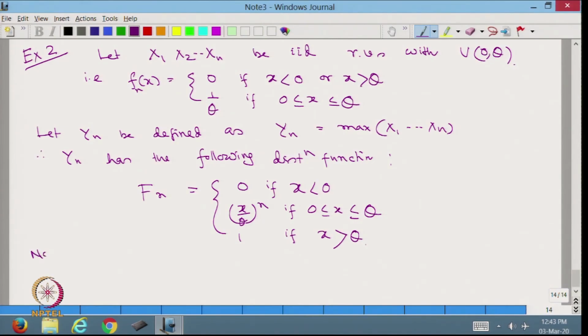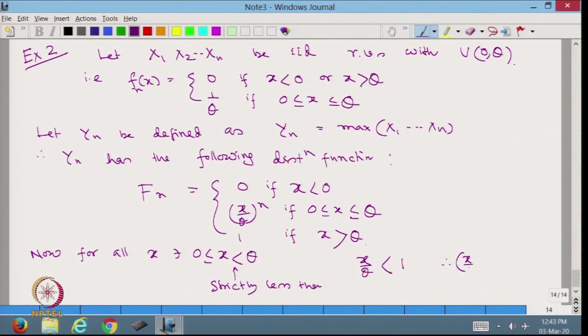Now, for all x such that 0 less than or equal to x less than theta, x by theta is strictly less than 1.